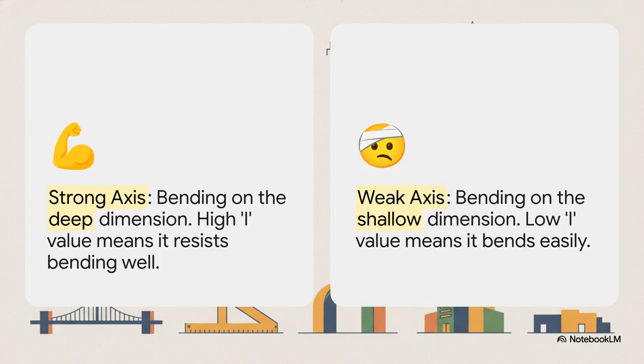Remember our wooden plank? When you stand it on its edge, you're bending it about its strong axis. The depth h is big, so the I is huge. But when you lay it flat, you're bending it about its weak axis. Now h is tiny and I is pathetic. The exam might show you a floor plan with joists laid flat and ask what's wrong. You'll know immediately. That's weak axis bending, and it's a huge red flag.